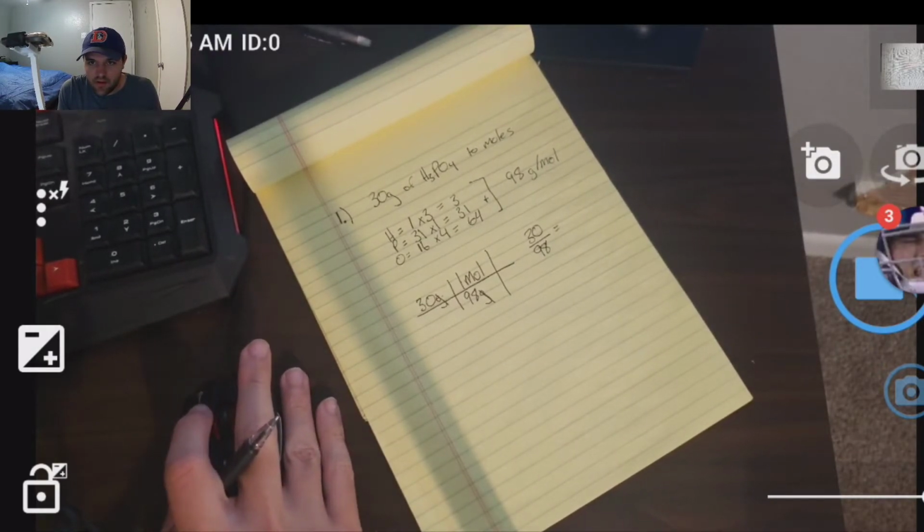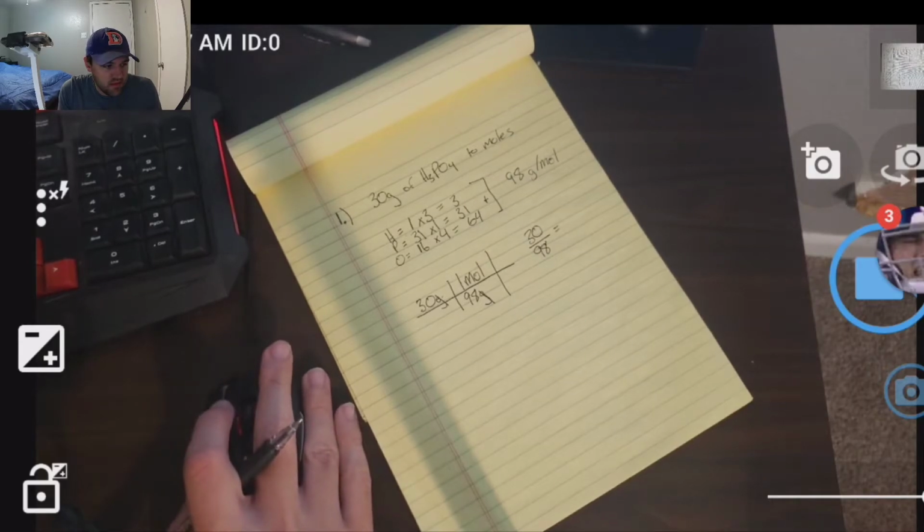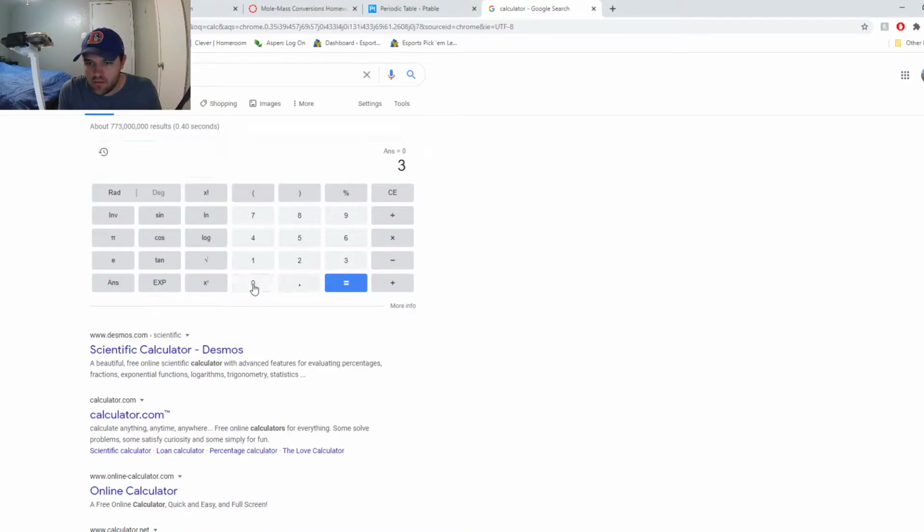I don't know that one off the top of my head. So let's pull up a calculator. And we would say our answer for number 1 is that there are 0.31 moles.